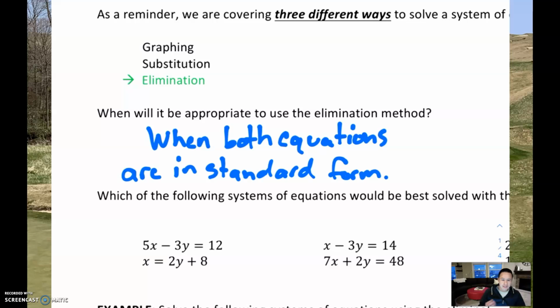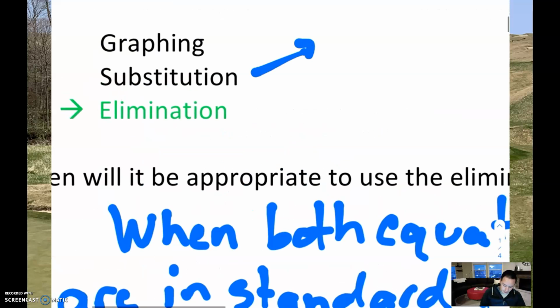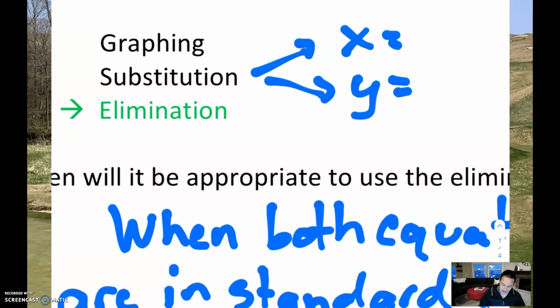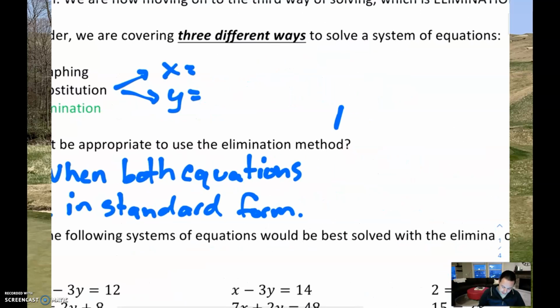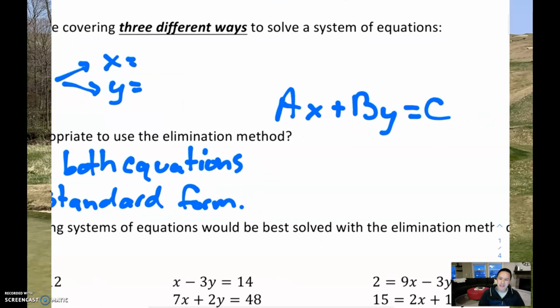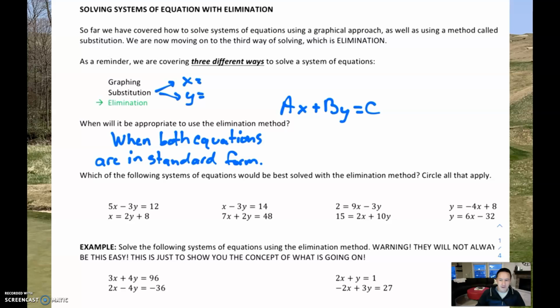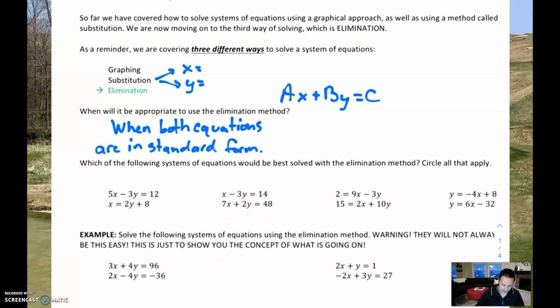So you might have seen with substitution, we use substitution whenever we see x equals something or y equals something, and then we just substituted it. We're going to use elimination when you see this form, ax plus by equals c. It's when all of the x's and all of the y's are on one side, and you just have a number on the other side. That's called standard form for a linear function. So let's take a look.